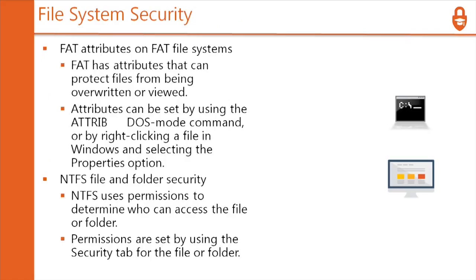File system security. FAT attributes on FAT file systems. FAT has attributes that can protect files from being overwritten or viewed. So that's a read-only attribute. That's what they're getting at here. These attributes are like read-only. Attributes can be set by using the attrib DOS command or by right-clicking on a file in Windows and selecting the properties option.